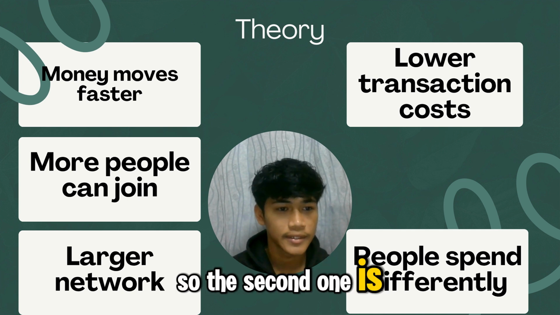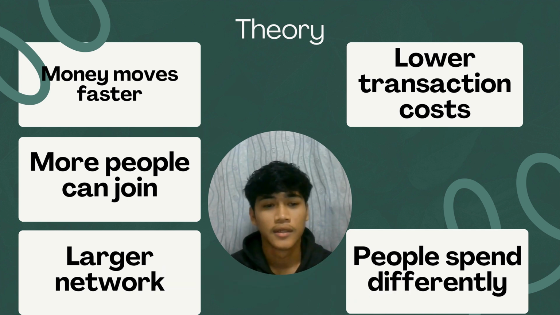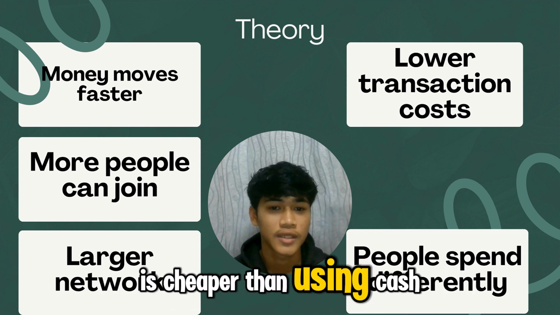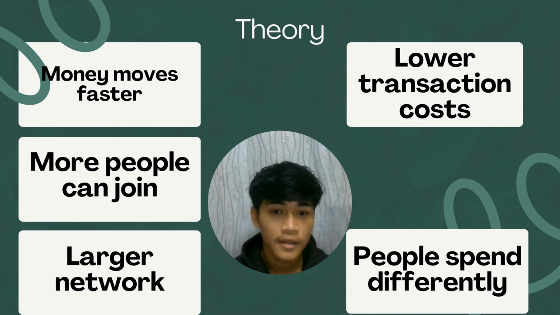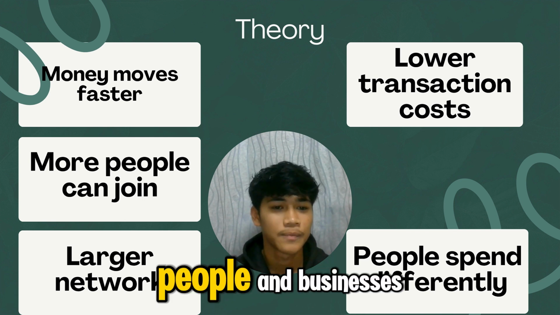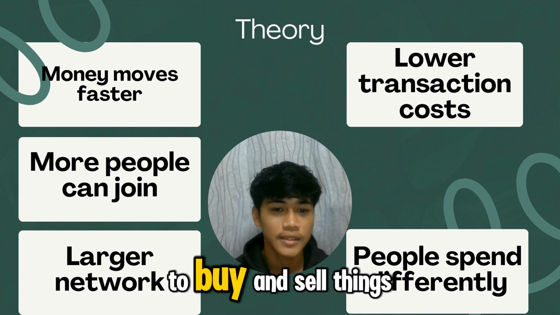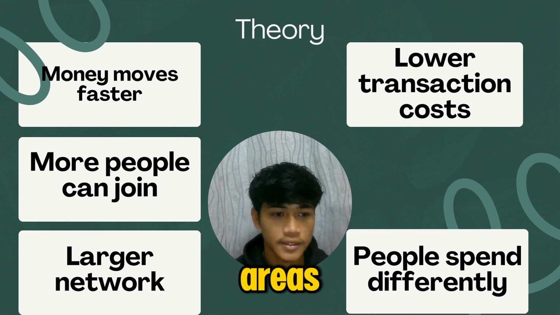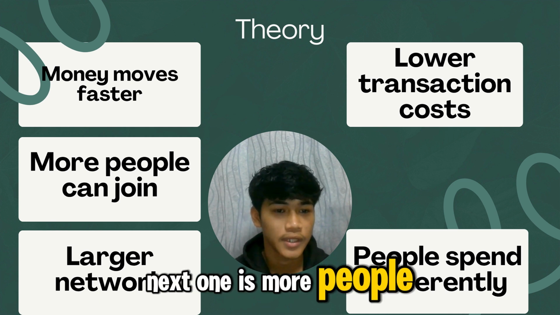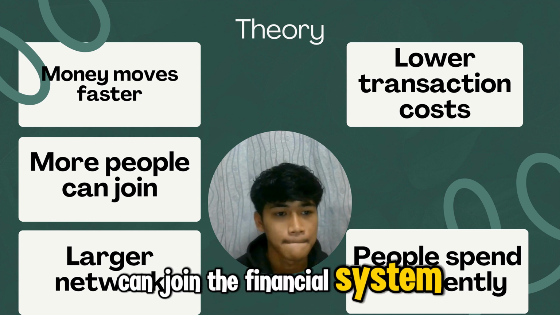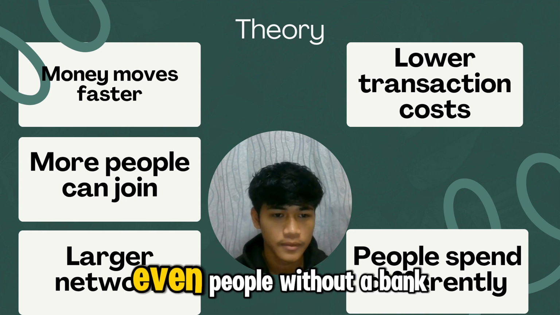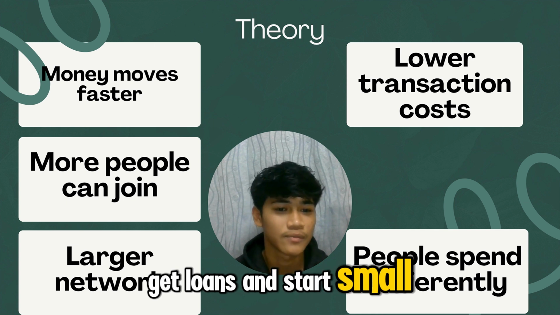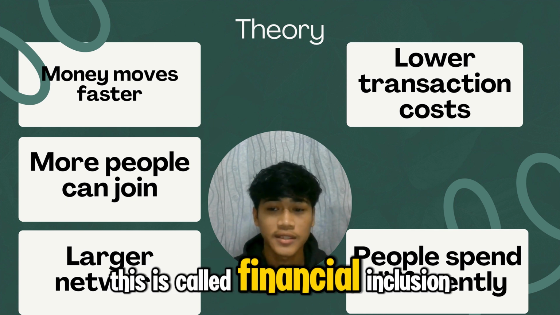The second one is lower transaction cost. Sending or receiving money digitally is cheaper than using cash or checks. This makes it easier for people and businesses to buy and sell things, especially in rural or remote areas. Next one is more people can join the financial system. With digital systems, even people without a bank account can save money, get loans and start small businesses. This is called financial inclusion.